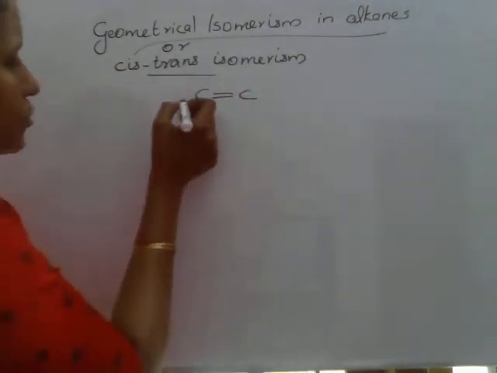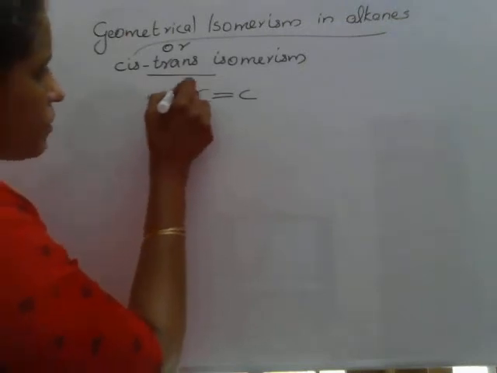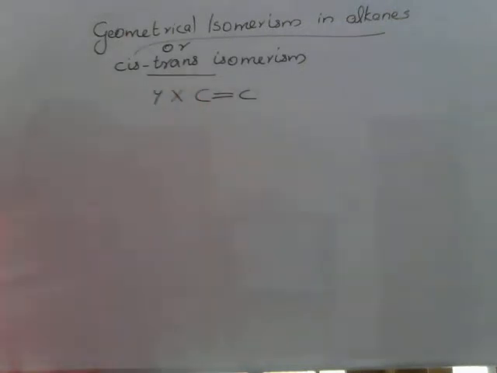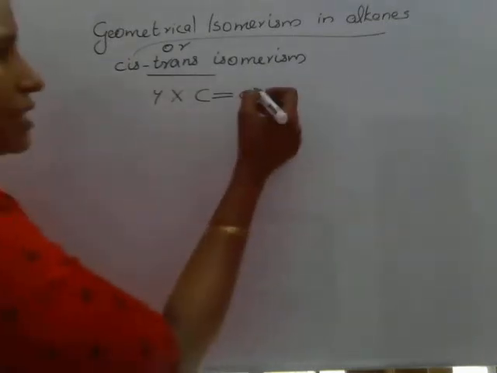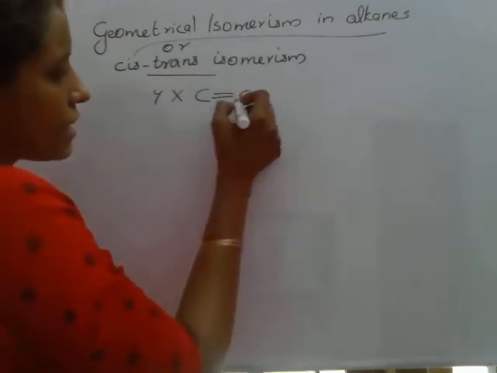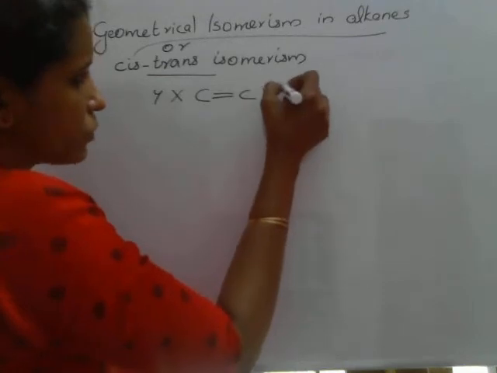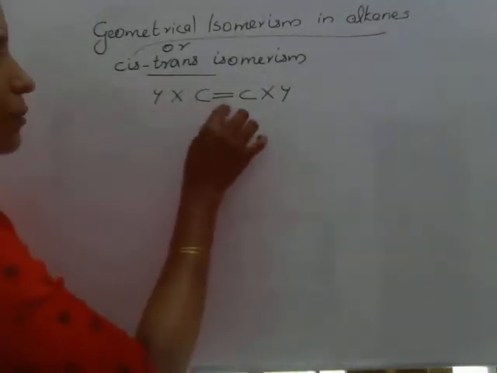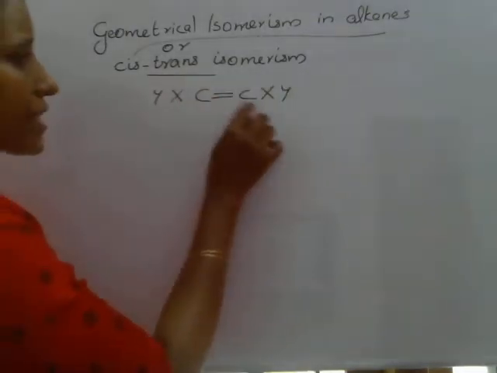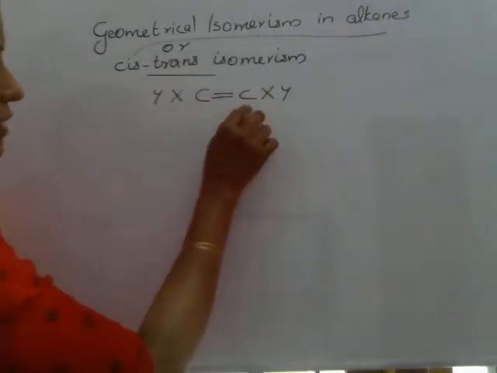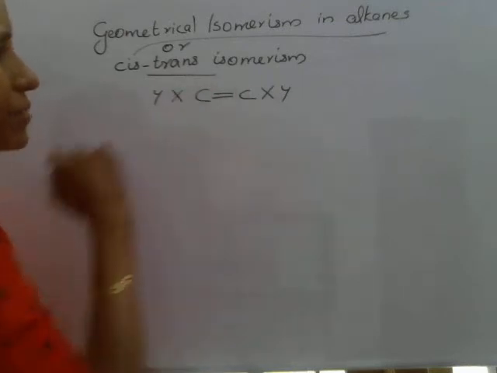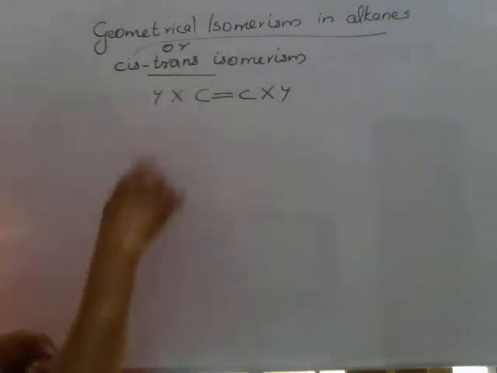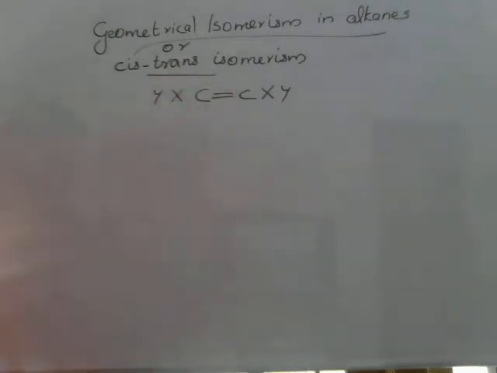Let the groups attached to the doubly bonded carbon atoms be denoted by X and Y. X and Y are the groups attached to the first carbon. Similar groups are attached to the second doubly bonded carbon atom also, that is X and Y. So consider an alkene of the type CXY double bonded to CXY. Here you can see X atoms are identical on both the doubly bonded carbons, and Y atoms are also the same group attached to the doubly bonded carbon. This alkene can show cis-trans isomerism or geometrical isomerism.